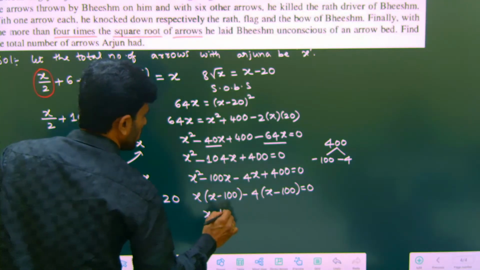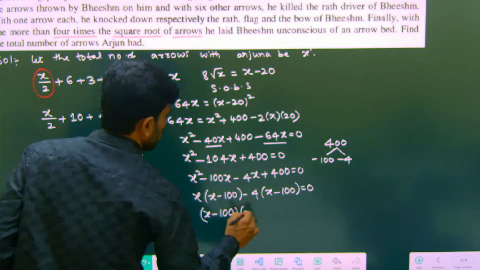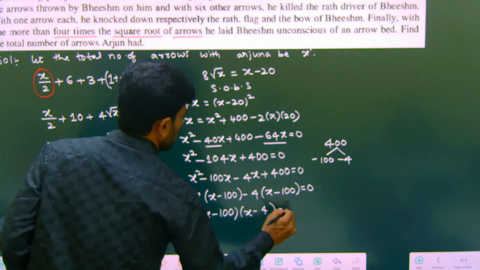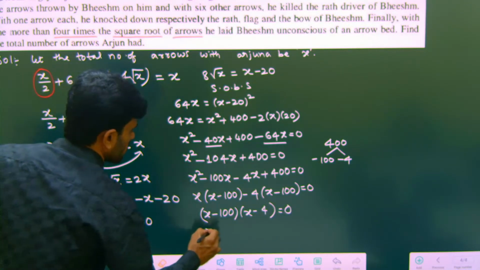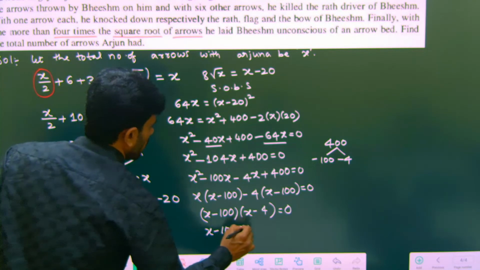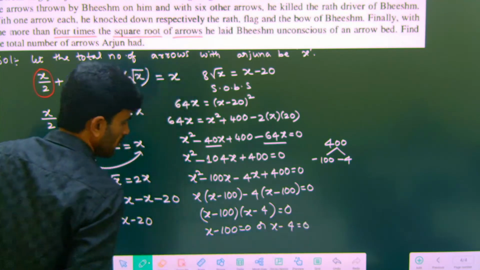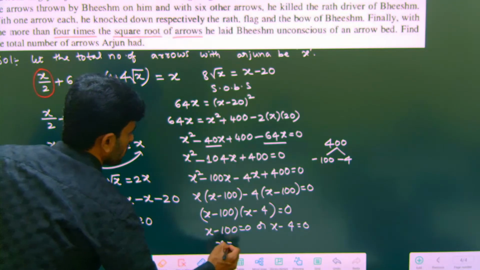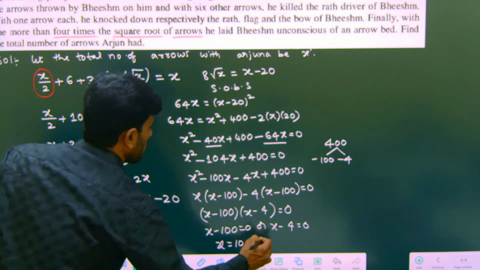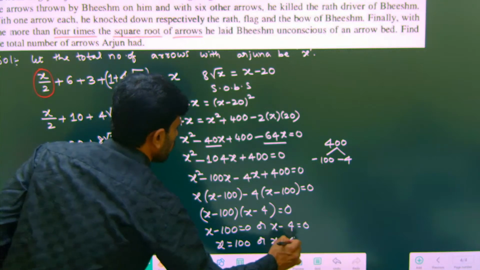Maybe (x minus 100) into (x minus 4) equal to 0. If x minus 100 is equal to 0 or x minus 4 is equal to 0, then x is equal to 100 or x is equal to 4.